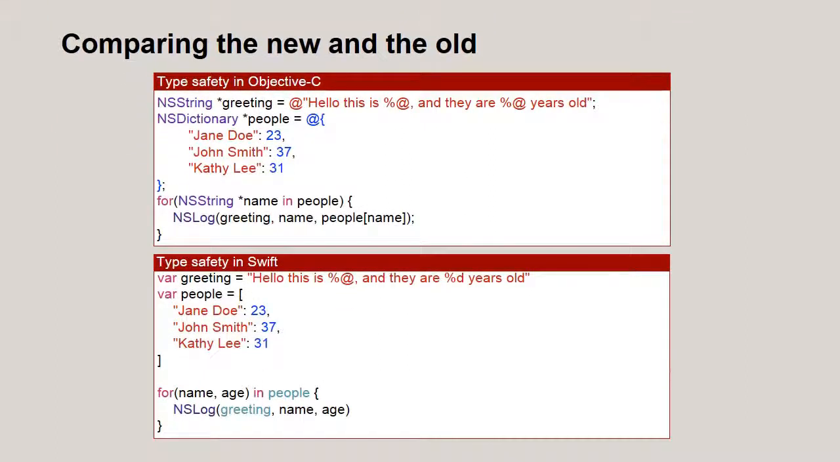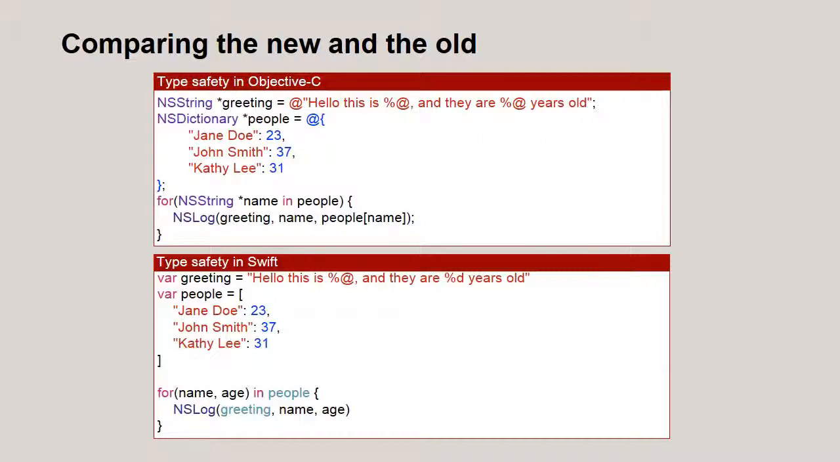Comparing the new and the old. Let's take a look at some comparisons of writing safe code in Objective-C and Swift. This is just a quick look. You'll learn about these safety features in depth throughout the book. A quick scan will show you how much cleaner safe code is in Swift.